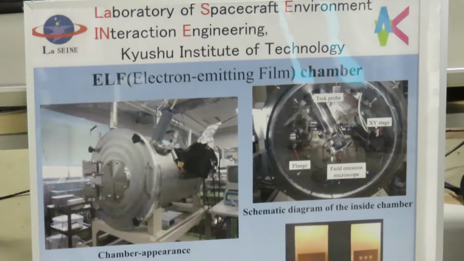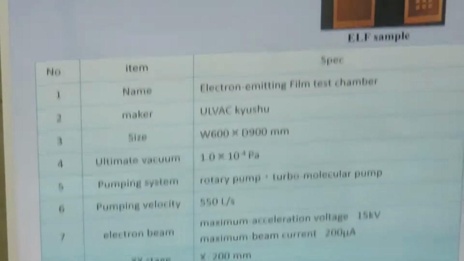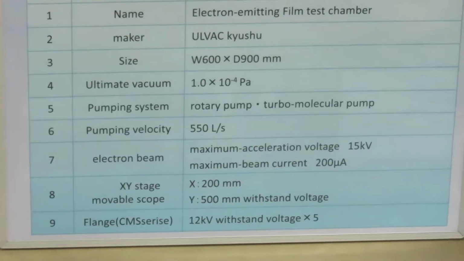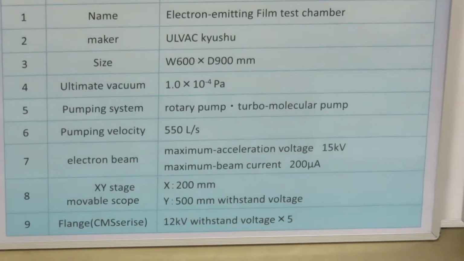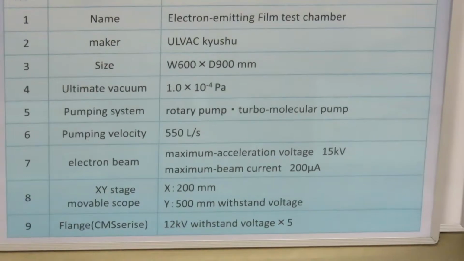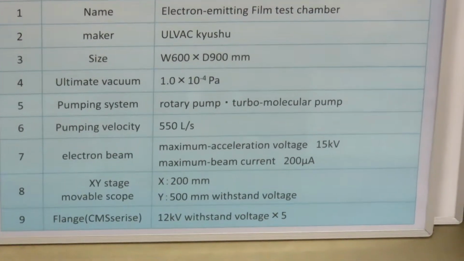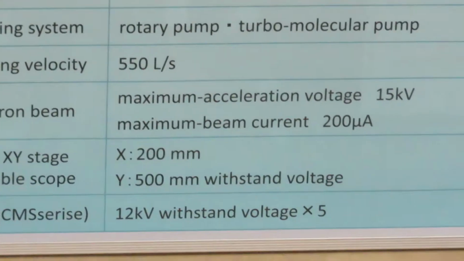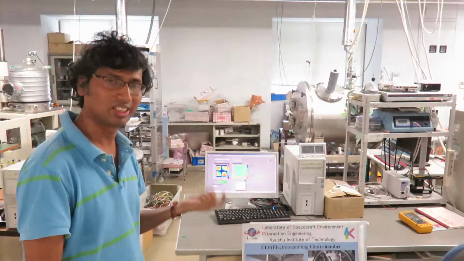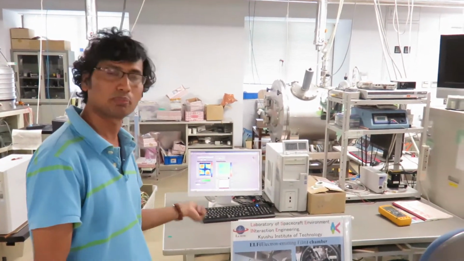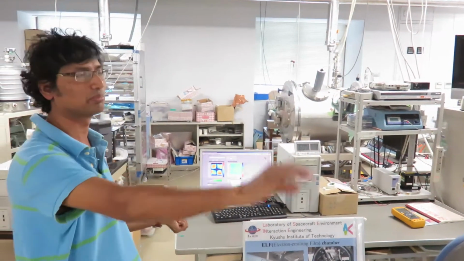It can generate up to 10 to the power minus 4 Pascal vacuum, and it is evacuated by a turbomolecular pump and a mechanical pump, and there is one small electron beam gun. That beam gun can generate a beam energy of 10 kilo electron volts, which is smaller than other big chambers.